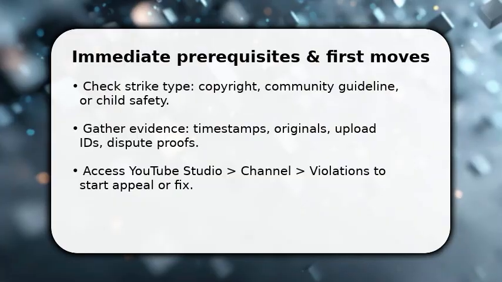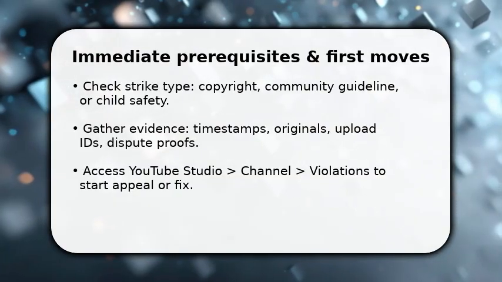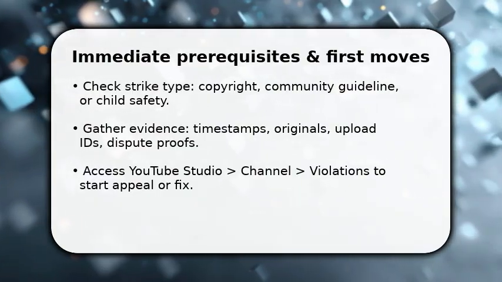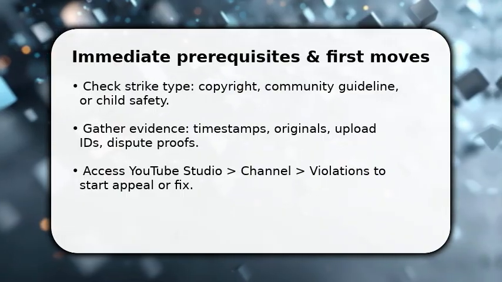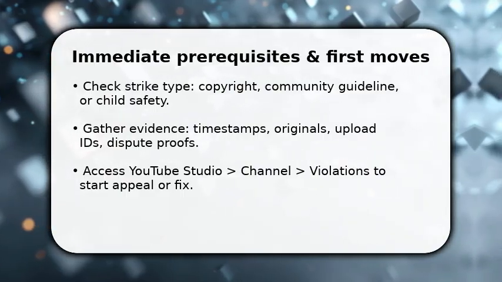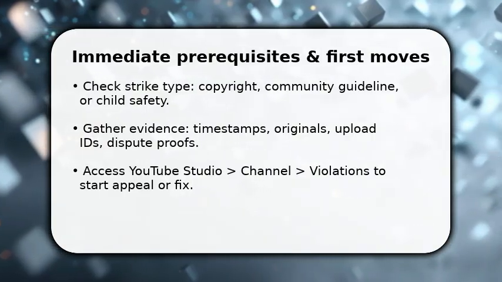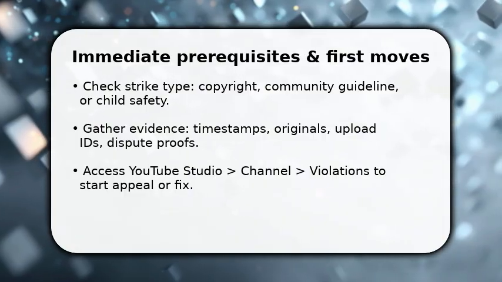You start by confirming exactly what kind of strike it is and why it was issued. This matters because copyright appeals differ from community guideline disputes. Once you've identified the strike, collect all supporting evidence: original files, source links, timestamps, and any licenses or permissions.